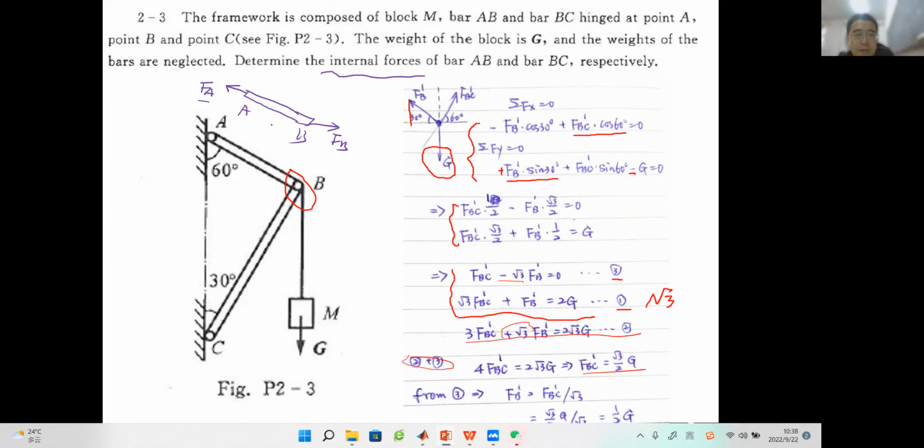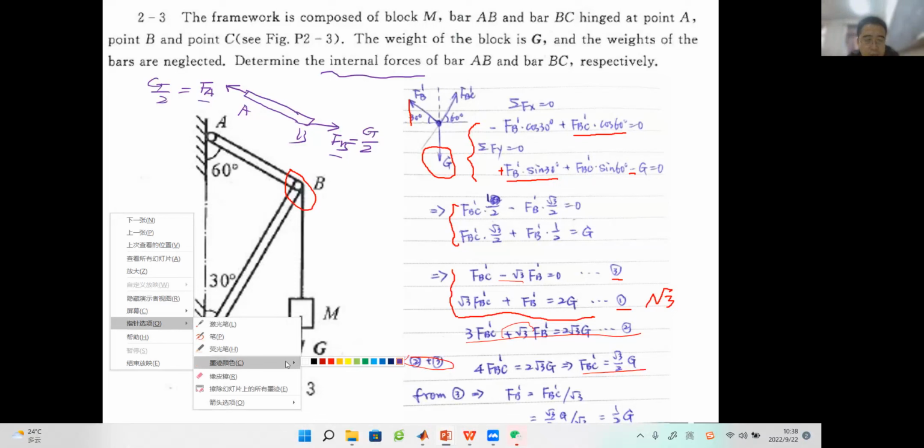And F_A and F_B, the direction and magnitude we have gotten. Actually, we know it is half G. This is half G, right? But what is internal force? If we think of this AB as a whole part in the state of balance, to find its internal force, we can imagine that we cut it into two parts.